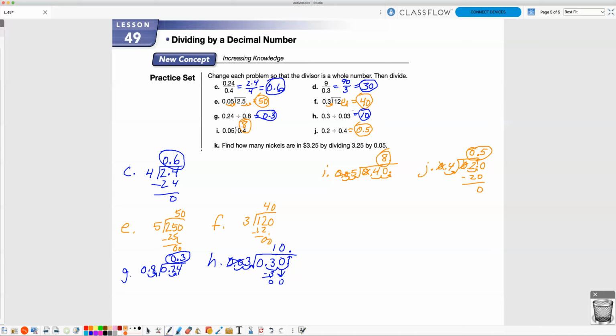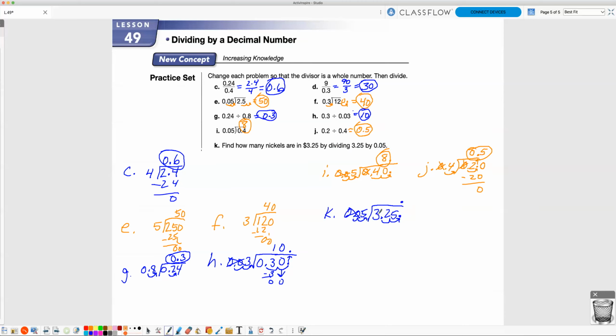And letter K says, find how many nickels are in $3.25 by dividing 3 and 25/100 by 5/100. So for letter K, I need to do 3 and 25/100 divided by 5/100, which looks like this. Decimal moves over 2 places to the right up against the wall. I need to move it over 2 places to the right here, and then the decimal comes straight up in this one. I don't need these zeros anymore, and it's 325 divided by 5.